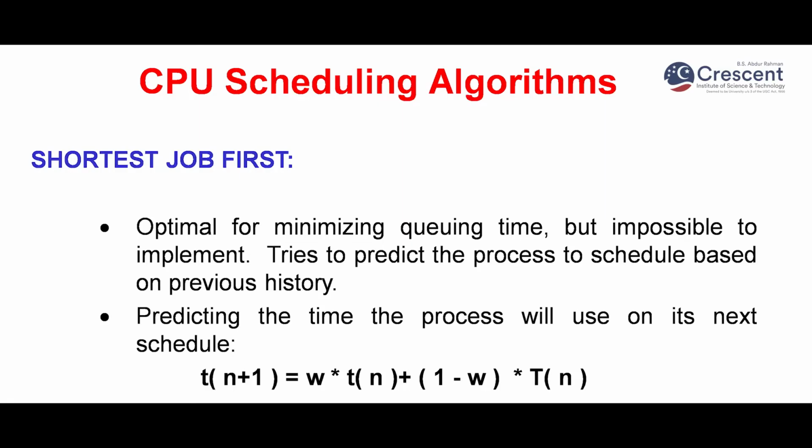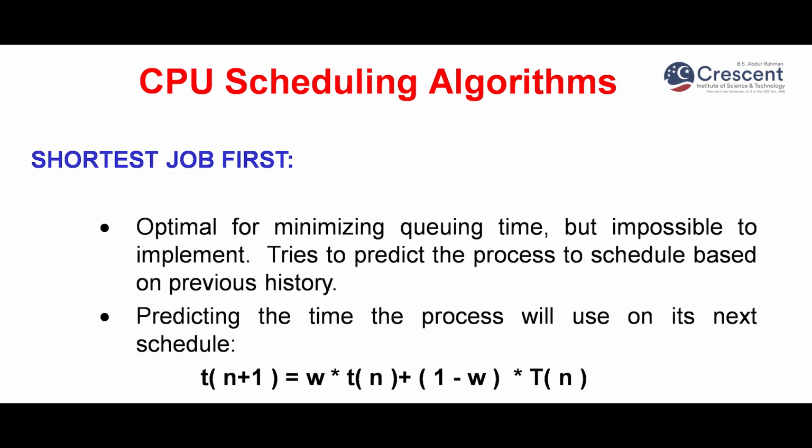Next comes the shortest job first scheduling algorithm. From the name itself you can find that the CPU selects the process which has the shortest service time. It will first select the shortest service time to complete its job first.